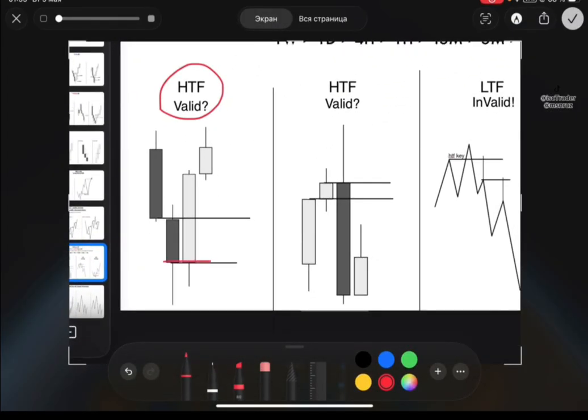High time frame support zone. So this is valid on the high time frame. It seems to be valid. But when price reaches this zone, will this zone work for us or not? We need to determine this. Or is this zone liquidity? Meaning, is it external range liquidity? We need to make sure we determine this before entering a trade.